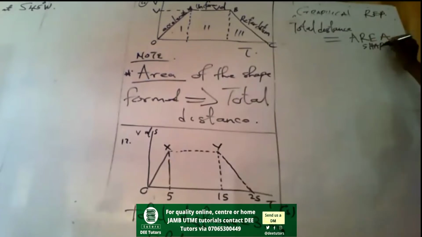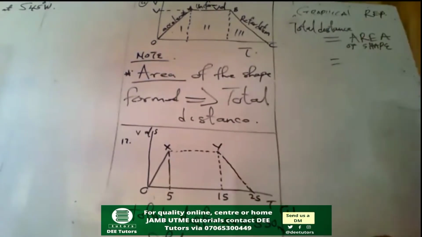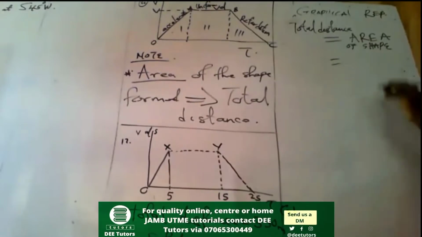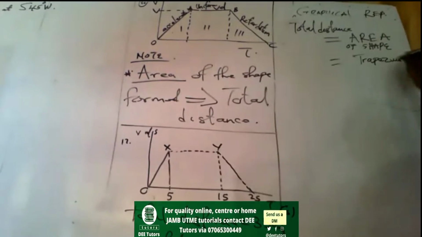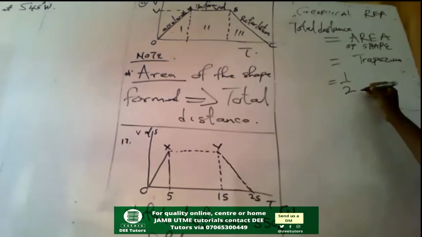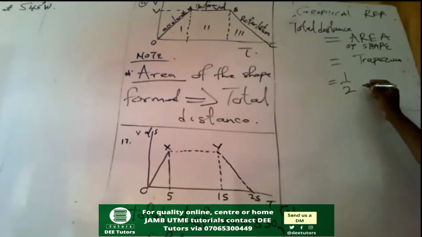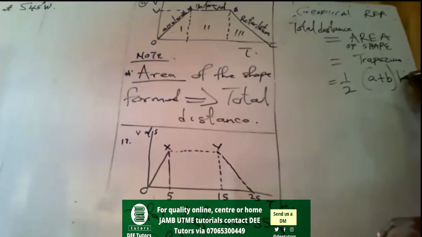And what's that shape? What type of shape do you have here? Trapezium. This is a trapezium. Can you tell me the area formula? Half base times height? That's for a triangle. For the trapezium, it is half into (A plus B) times height. Very good of you.